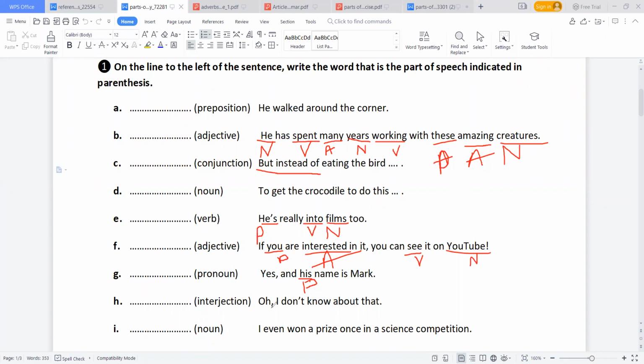Oh, I know about that. So "oh" is a word that is describing your excitement. Okay.